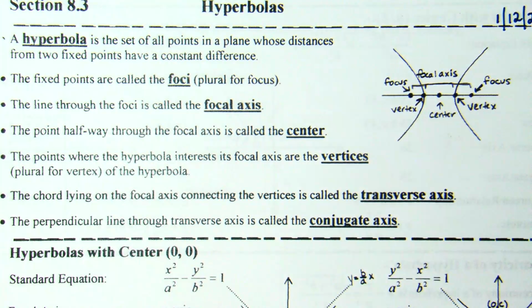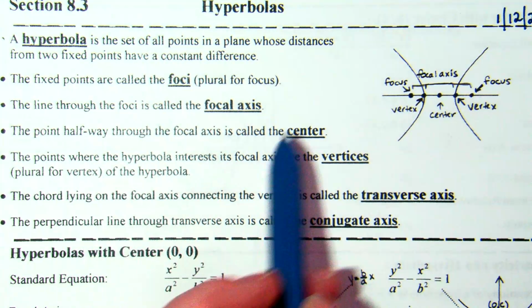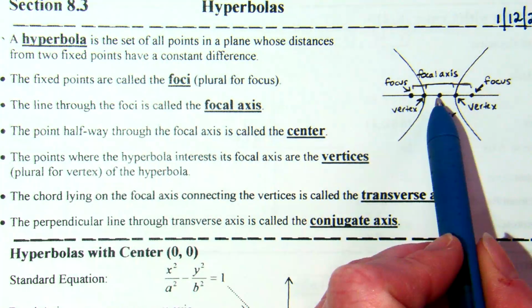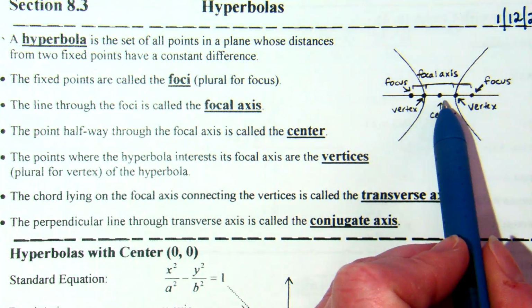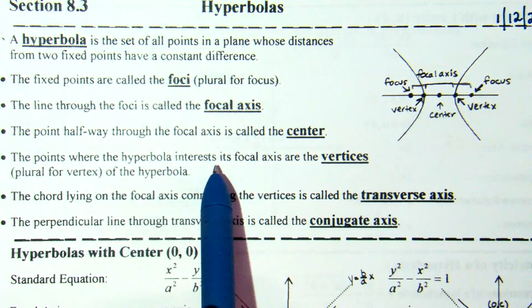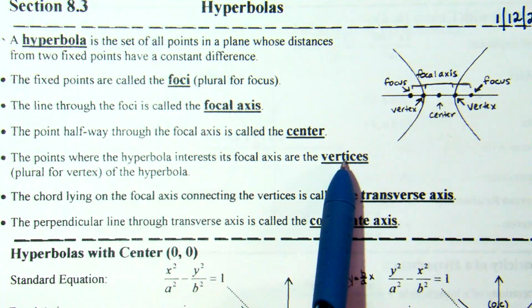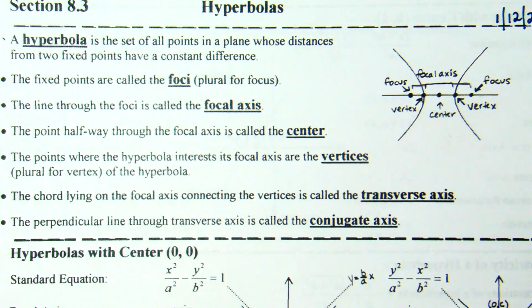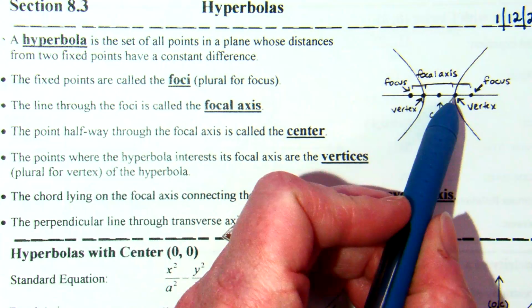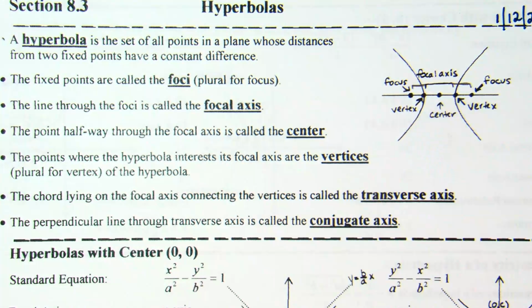Okay, the point halfway through the focal axis is called the center. So like an ellipse, you have a single center point, and that will be your HK value. Okay? The points where the hyperbola intersect its focal axis are the vertices. Okay, plural for vertex. So you have a vertex on each curve of the hyperbola, similar to where a vertex in a parabola would be. Okay, you have a vertex here and a vertex here. As I said, opposite an ellipse. In an ellipse, the vertices are farther apart, the foci are closer together.